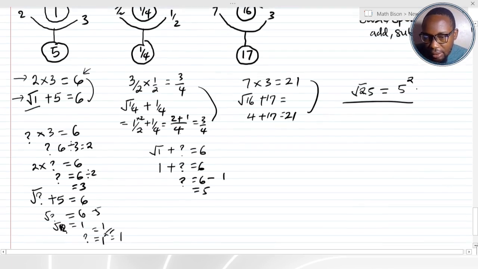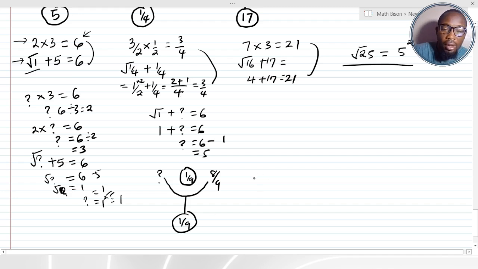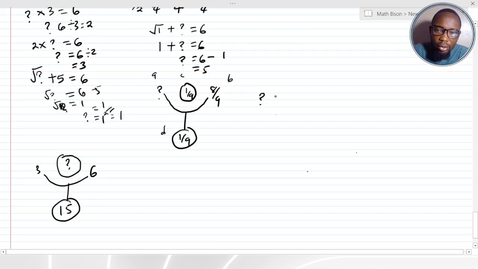All right, it is time to take some exercises on this. So let's have the first one. 1 over 9, a question mark here, 8 over 9, and we're dropping 1 over 9 again. In this one, if we follow the instruction, let's multiply part B, C and D. C and D will add, and we have to have the same answer. Our question mark, which is the missing number, multiplied by 8 over 9, must give us the square root of 1 over 9 plus 1 over 9.